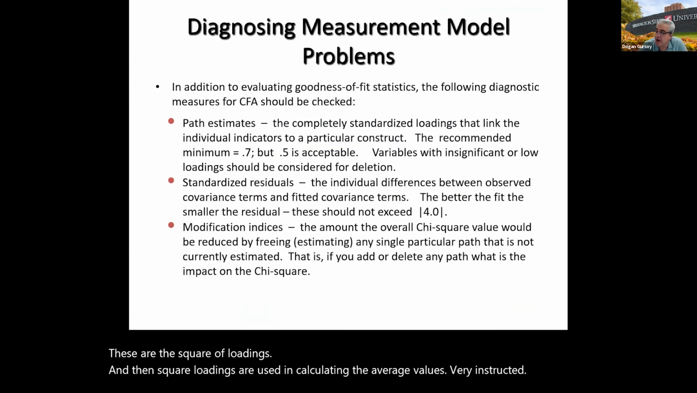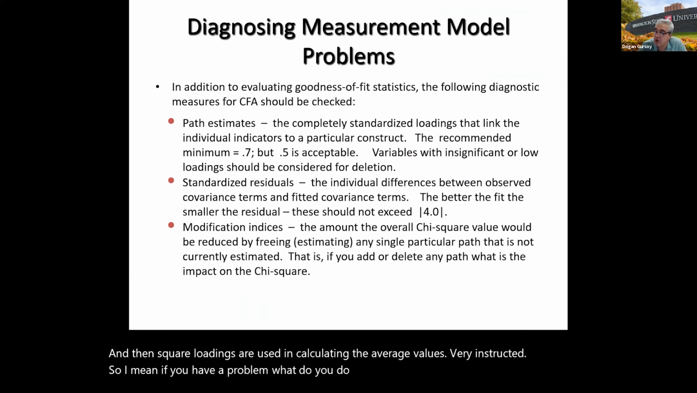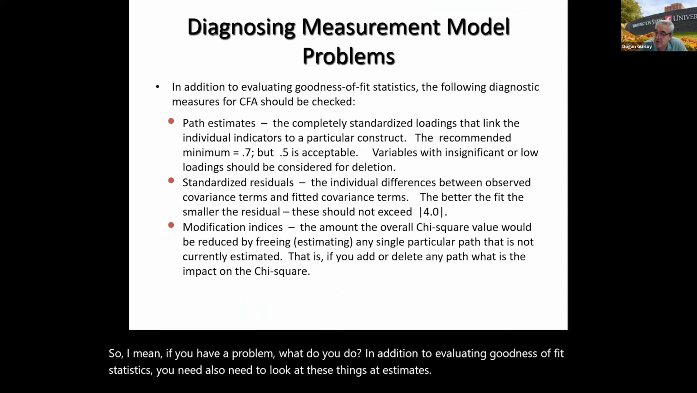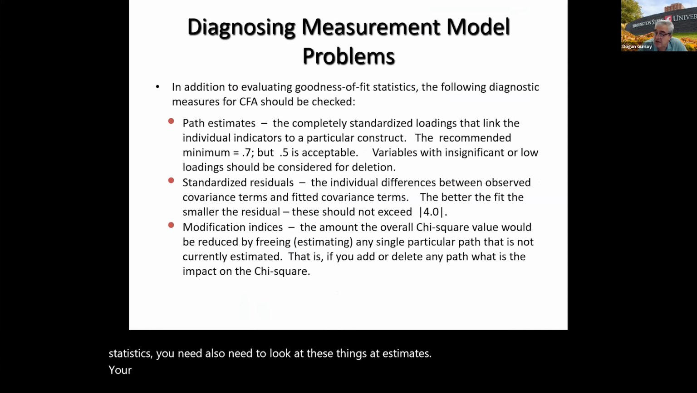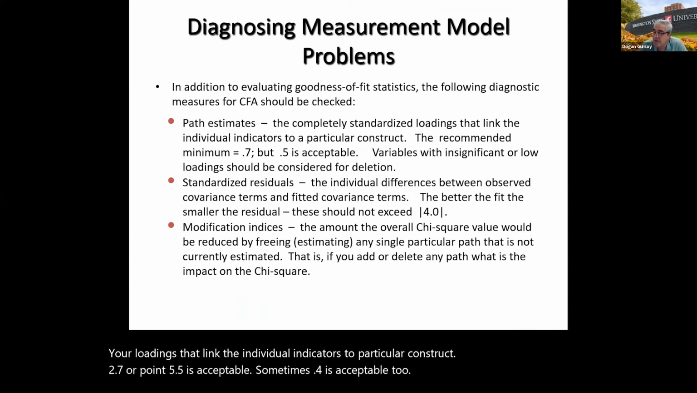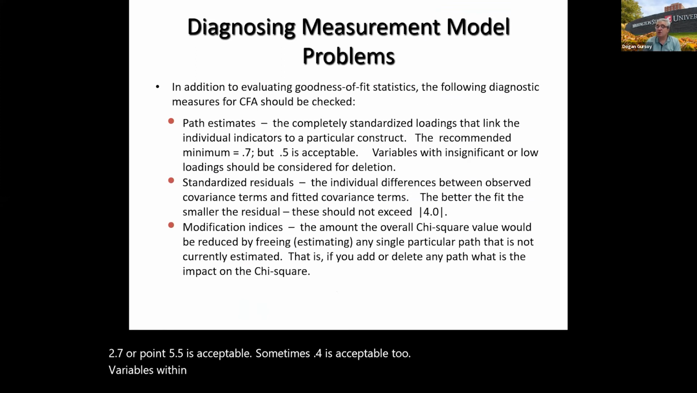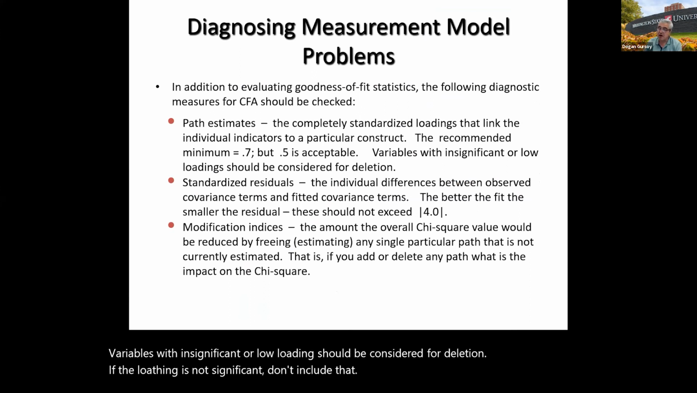So if you have a problem, what do you do? In addition to evaluating goodness of fit statistics, you also need to look at path estimates. Your loadings that link the individual indicators to a particular construct should be 0.7 or 0.5. 0.5 is acceptable, sometimes 0.4 is acceptable too. Variables with non-significant or low loadings should be considered for deletion. If the loading is not significant, don't include it in your model.